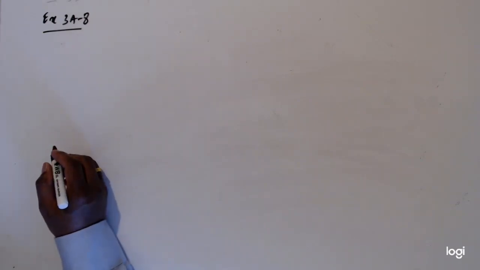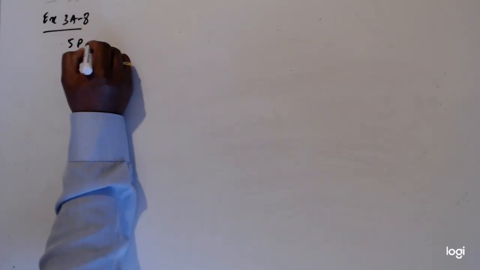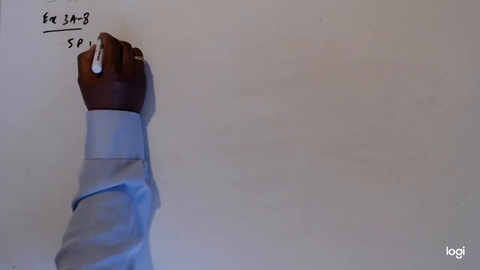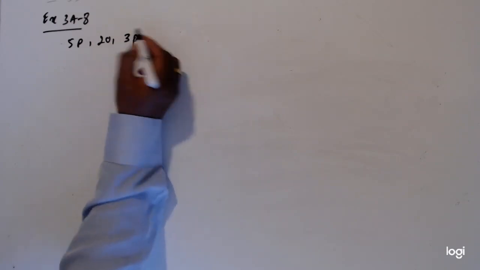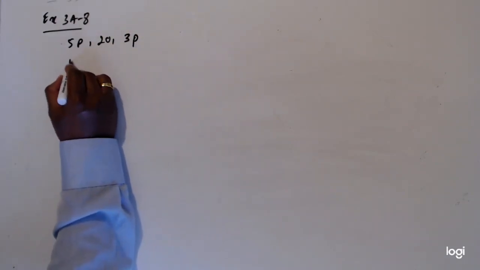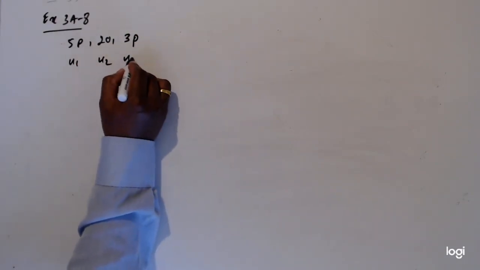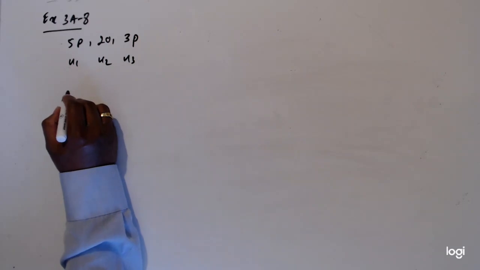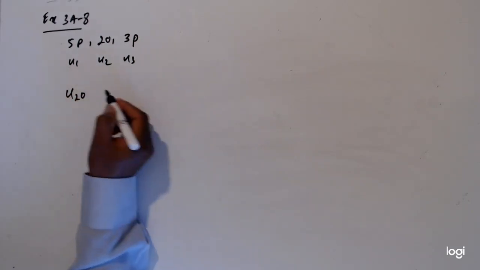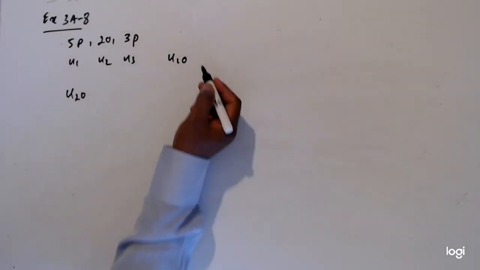Question number 8. The first three terms are 5p, 20, and 3p. So this is u1, u2, u3. P is a constant, and we want to find u20, the 20th term.